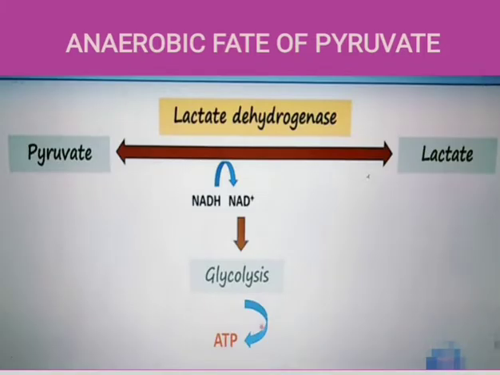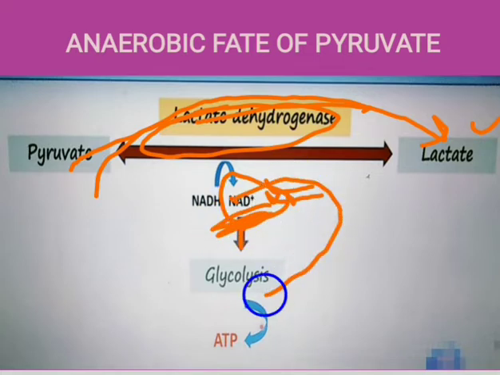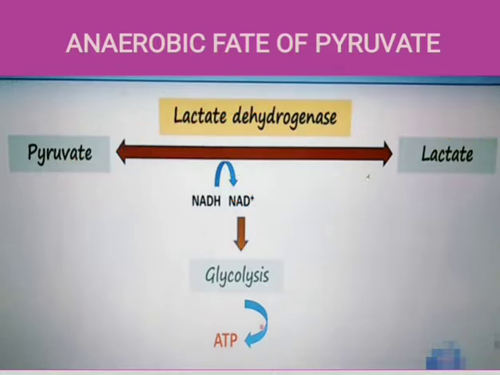Anaerobic fate of pyruvate: whenever there is a deficiency of oxygen, pyruvate is converted to lactate with the help of the enzyme lactate dehydrogenase. Here NADH is converted to NAD, and as we know, NAD is used in glycolysis. So whenever our body is deficient in oxygen and produces lactate, this process is also useful, because wherever NAD positive is required, it reaches there, especially the glycolytic pathway, where NAD is utilized and converted into NADH again.